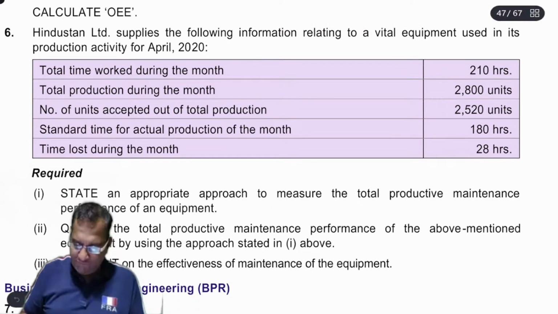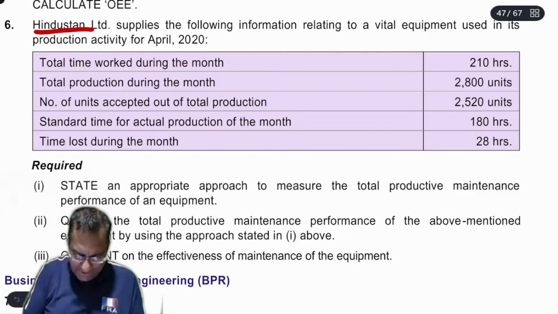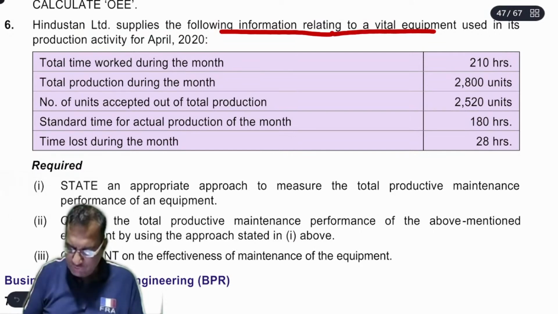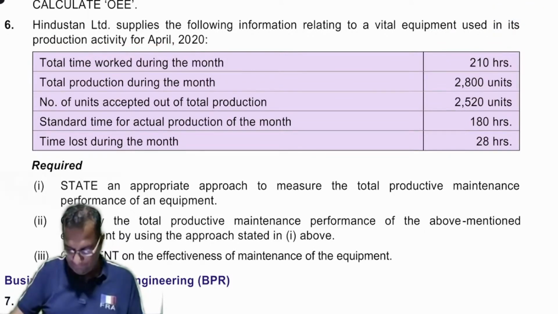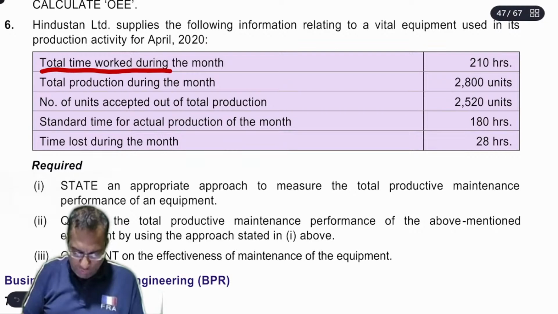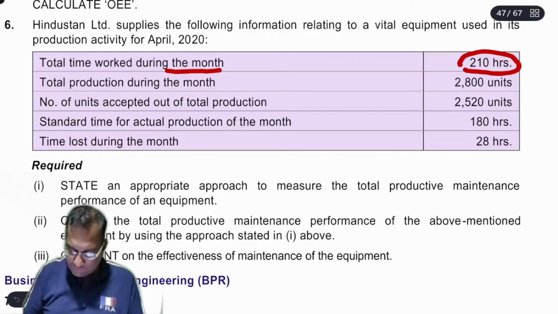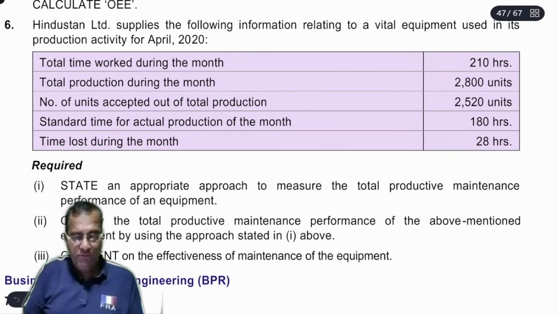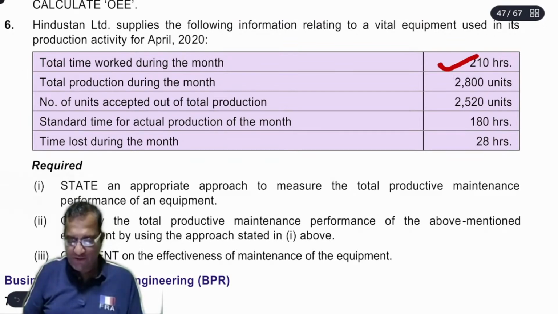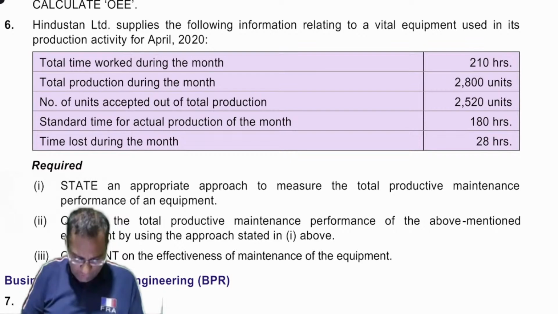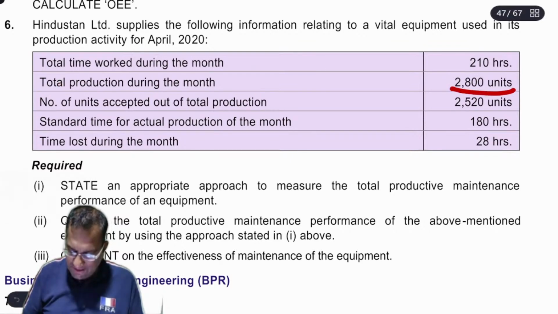ओके, चलिए देखिए क्या स्पेशल है यहाँ पे. Hindustan Limited supplies the following information relating to a vital equipment used in the production activity for April 2020. Total time worked during the month 210 hours. In almost all of the questions, we calculate the total actual time, while in this question, total actual time has been given to us. It's 210 hours. Total production during the month is 2,800 units. Number of units accepted out of total production is 2520. That is first time good unit.